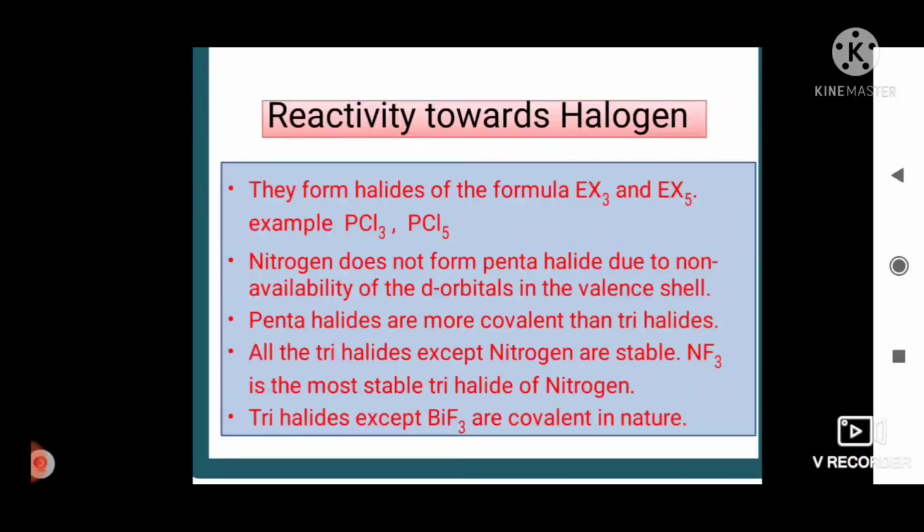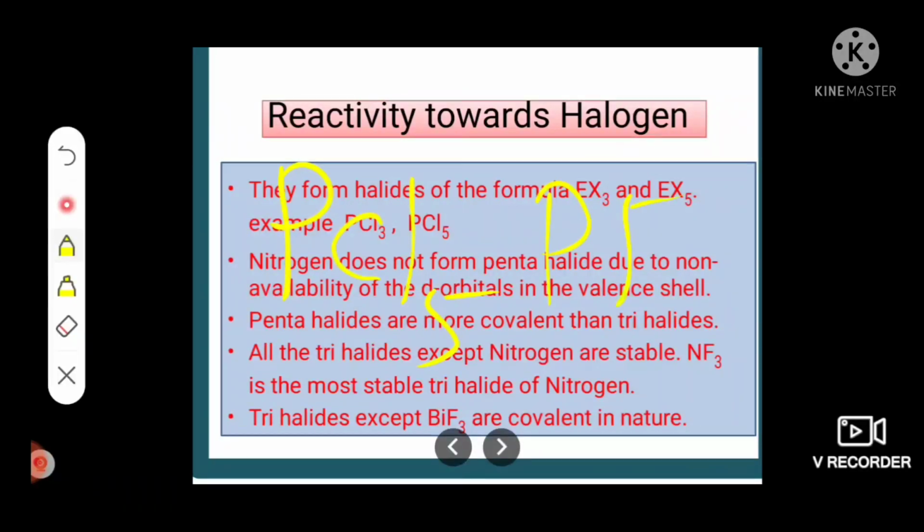The pentahalides are less stable than trihalides. Phosphorus forms pentahalides in which the phosphorus atom is sp3d hybridized. What is the hybridization of phosphorus in pentahalide? That is sp3d. The important pentahalides are PCl5, PF5, etc. The pentahalides have trigonal bipyramidal structure.